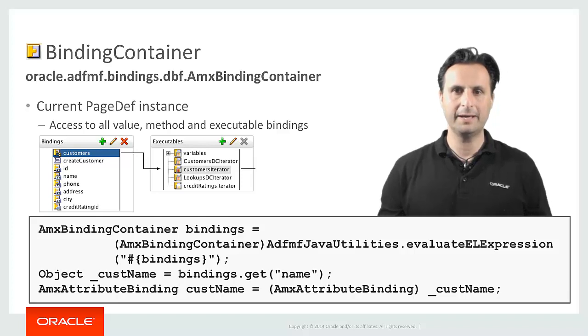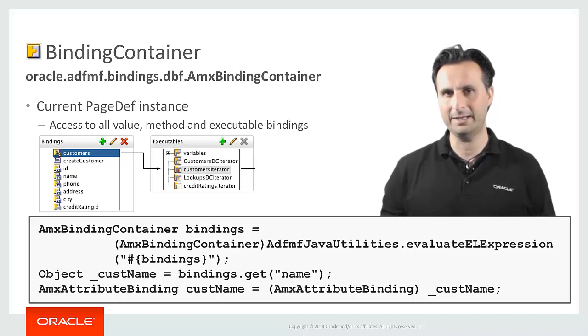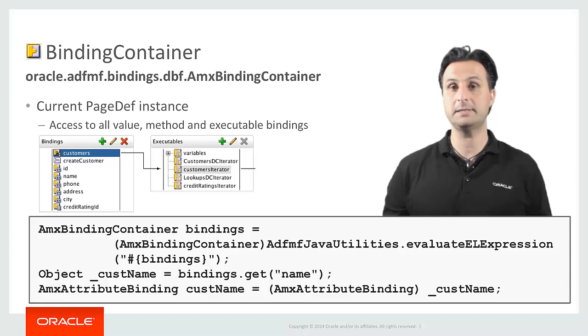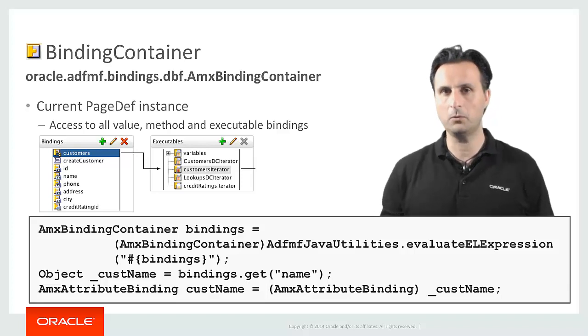So I can now say the bindings get and then the ID of that binding, which I can get from the page definition file, and then I can cast this into an attribute binding, and in the next step, for instance, I could call get input value or set input value. So that would be one way of getting to this.